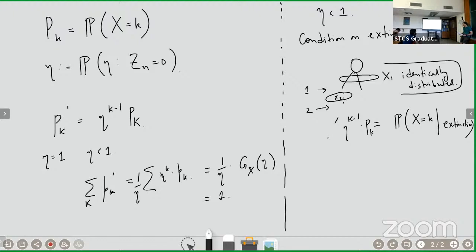That is why we needed to make sure that p_k prime is a valid distribution. Any hand-wavy argument is okay. Any special case is okay. It's very peculiar that it's going to the power k minus 1, but there is a good reason for it. Why is the power k minus 1?